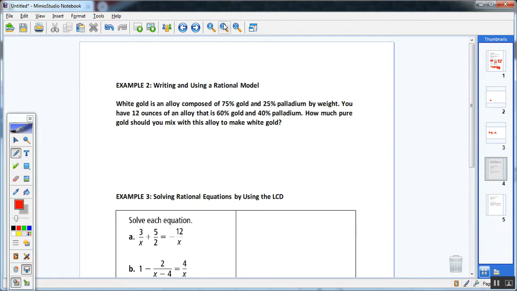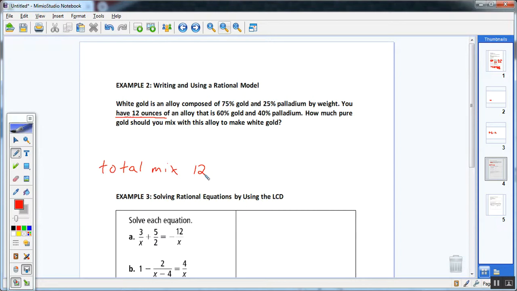So here's the deal. It says that you have white gold when what percent of your alloy is gold? 75%. Okay, so our total mix right now is 12 ounces, right? Now, guys, of those 12 ounces, what percent of that is gold? 60%. So my question is, could you figure out how many ounces of the 12 are gold?